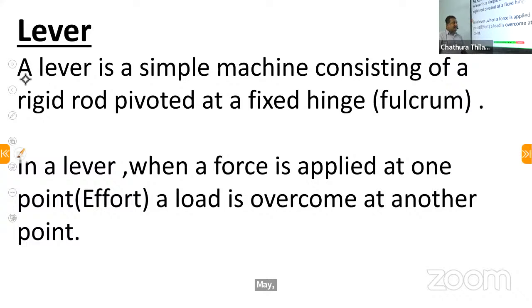Lever. What is a lever? Lever is a straight rod.